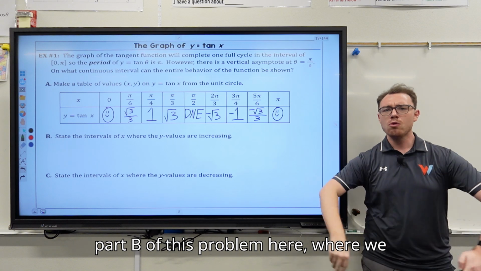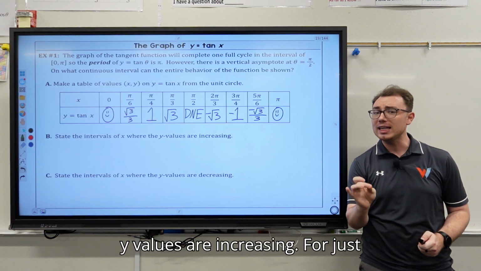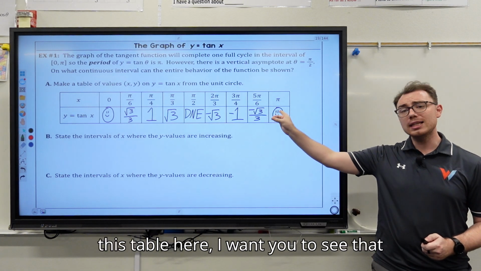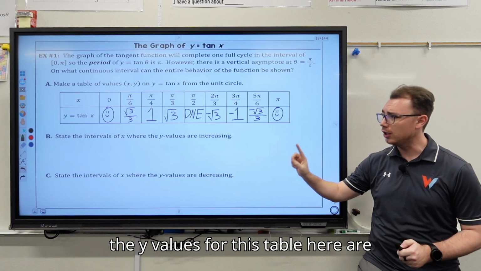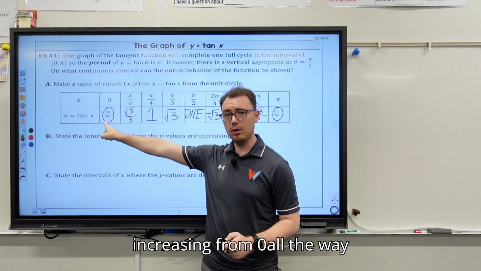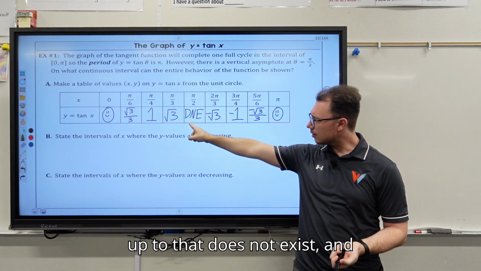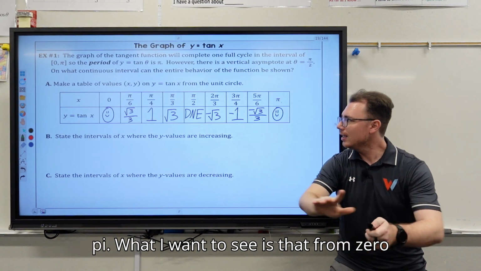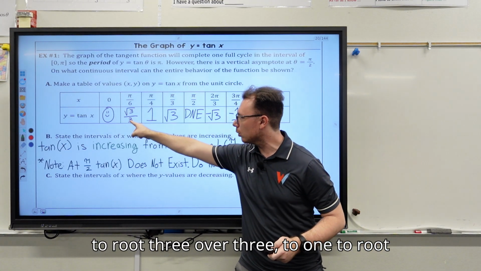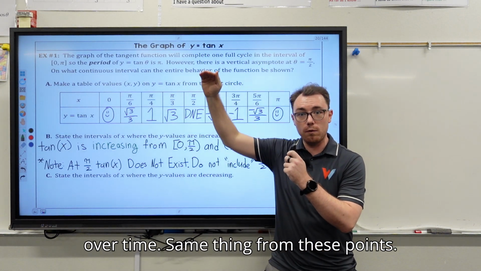Once we found all of these points here, we're now able to move on to part B of this problem here, where we want to state the interval of x where the y values are increasing. For just this table here, I want you to see that the y values are increasing from 0 all the way up to that does not exist. What I want to see is that from 0 to root 3 over 3 to 1 to root 3, all of these points here increase over time.